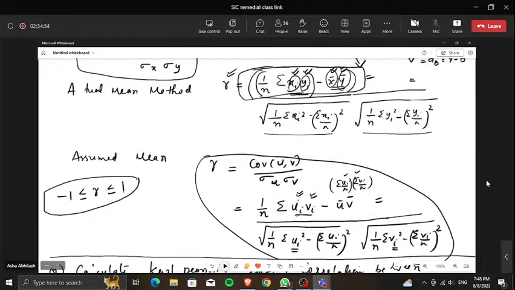So in the upper formula we are given the values, but in the assumed mean we have to calculate. First you have to find that deviation. U means the deviation from the assumed mean. V means deviation from the assumed mean of the second data. Clear? Okay. Whatever you are getting as the new U and new V, take the mean of that U and V. That is your U bar and V bar. Clear? Okay, okay.